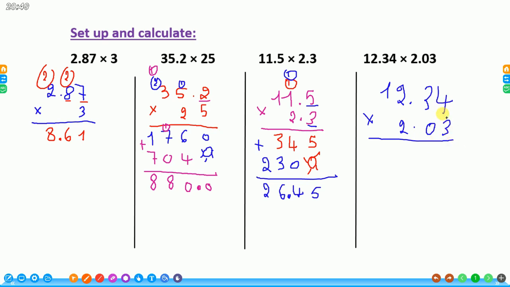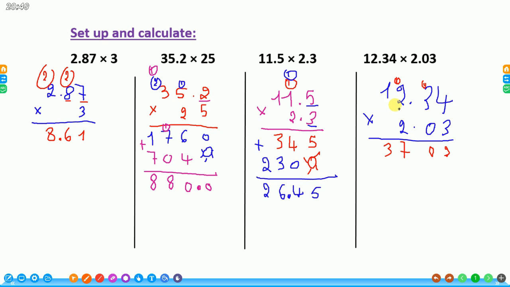I start with 3 times 4, 12. 2, I carry 1. 3 times 3, 9. Plus 1, 10. 0, I carry 1. 3 times 2, 6. Plus 1, 7. Here I don't place decimal point in this step. And 3 times 1 is 3.